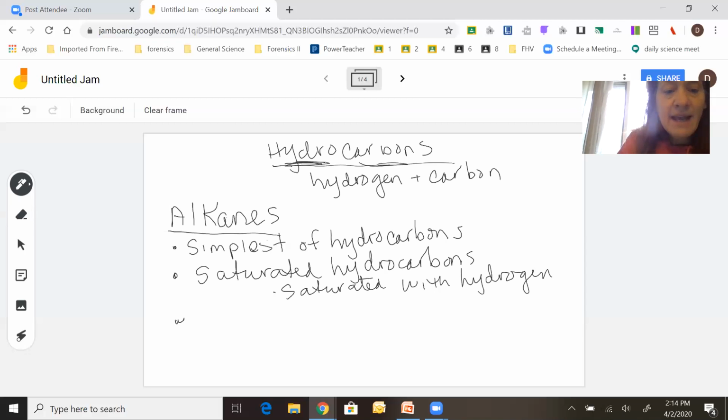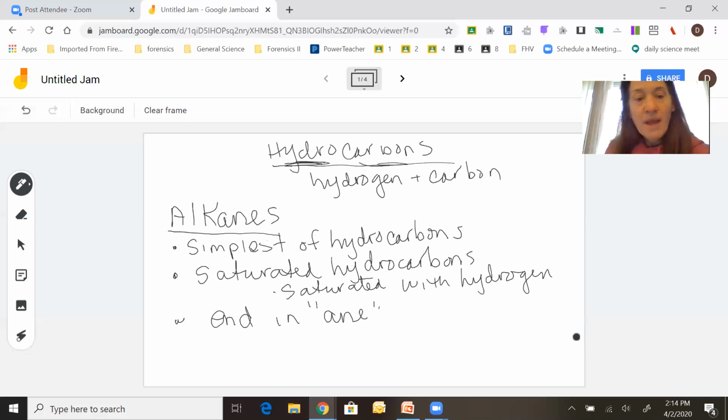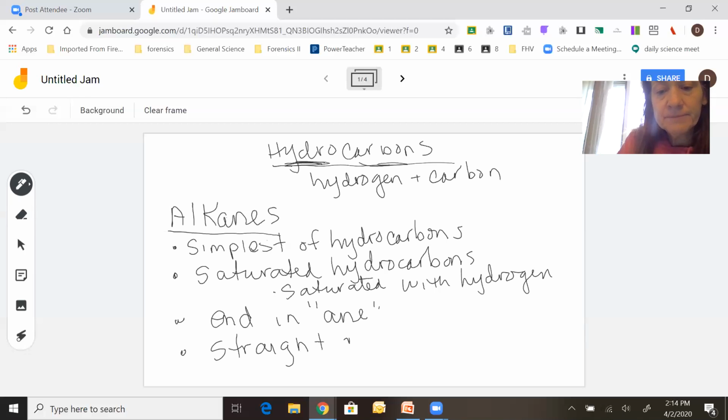They end in A-N-E. Alkanes end in A-N-E. And they are straight chained. That means one carbon after another. Okay, example.